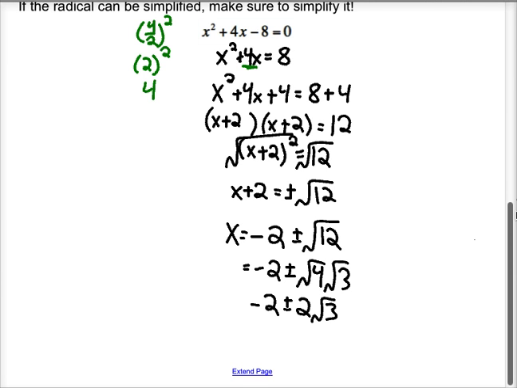So, just again, it's a skill you already have. I just want to make sure that you remember that if you get a radical that can simplify, it is my expectation that you do so, that you actually simplify it. So with that, that is going to be the end of these notes.